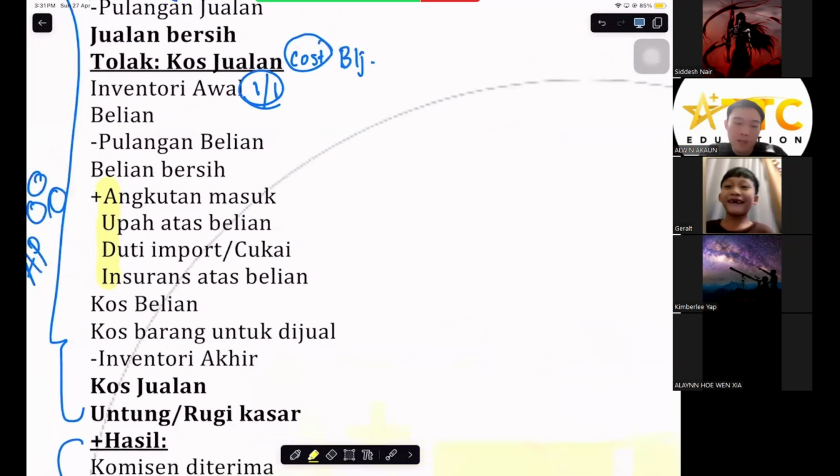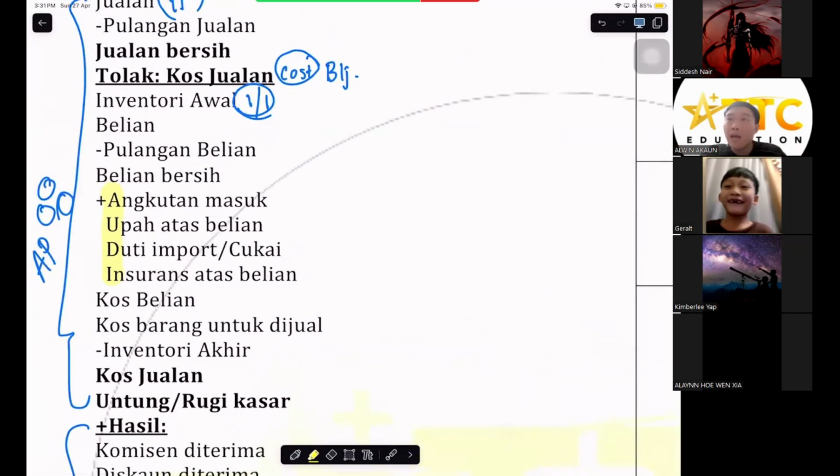One, duty import cukai. Let's say you buy something from abroad. They send to your place by air or land or sea. Then when they go to some particular country, they need to pay some duty charges or tax to go into that particular region. So they will charge you extra.